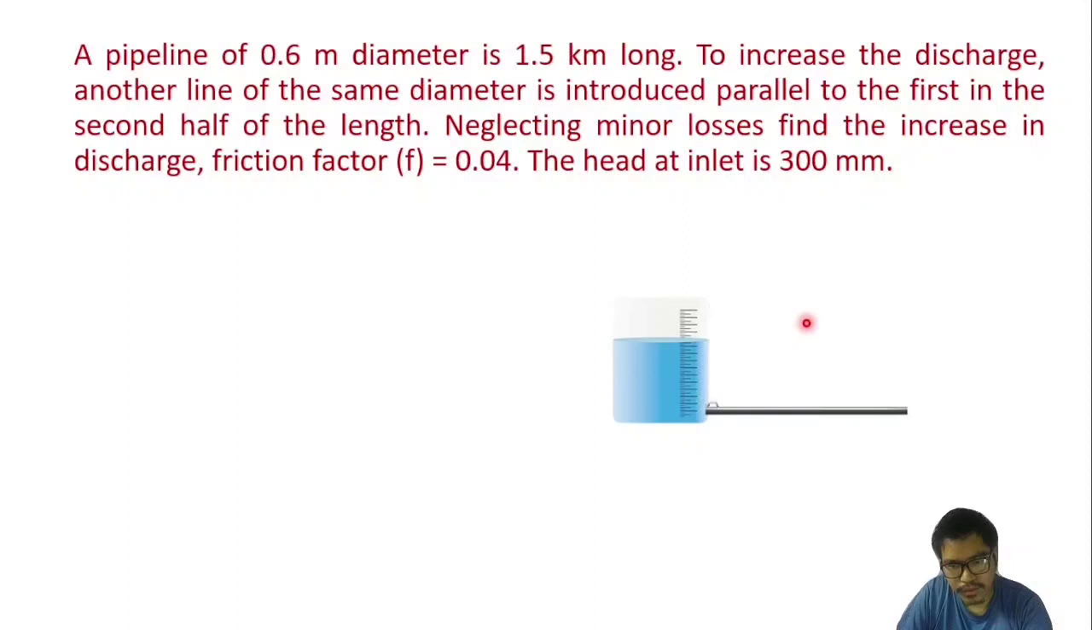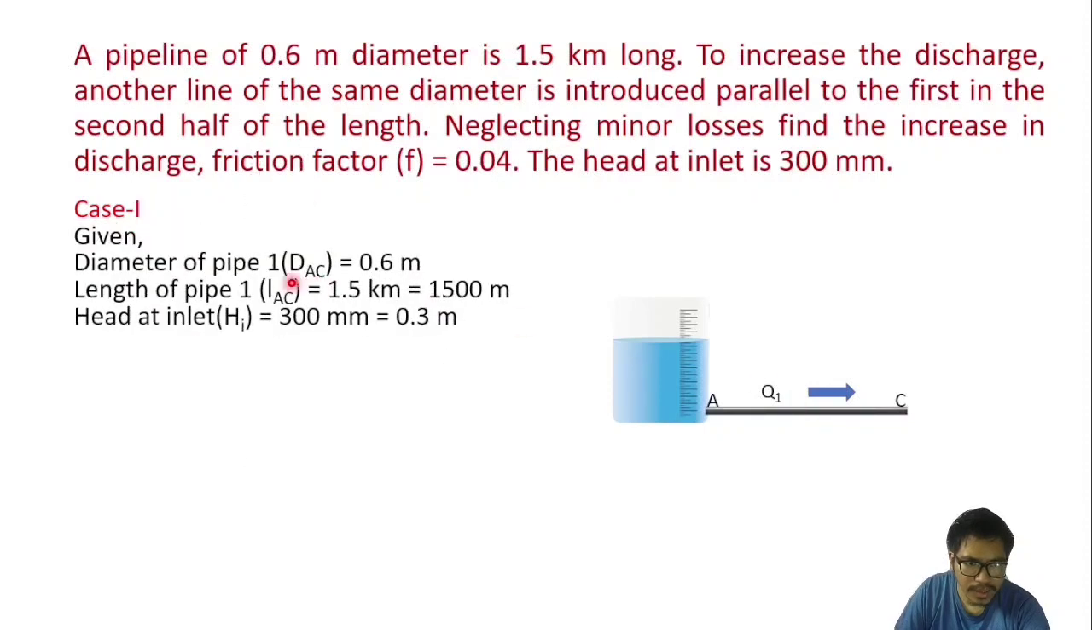So this is the first case. This is A, this is C. So the head at inlet, that is the head at A, is 300 mm, that is 0.3 meter. So in the first case we have to calculate Q1. So the direction is here.